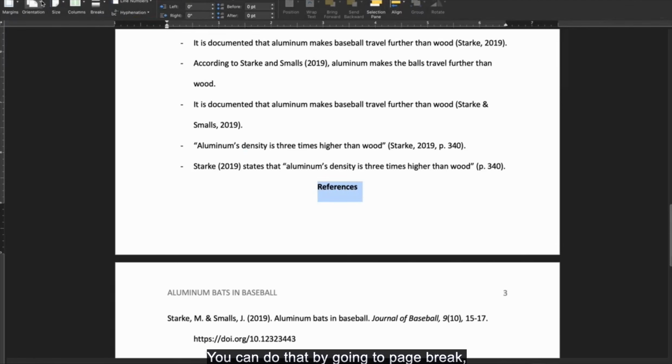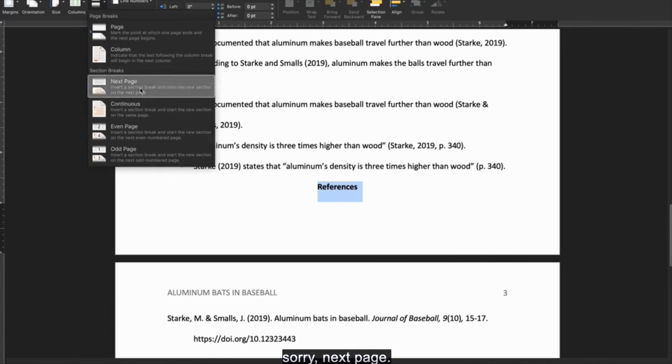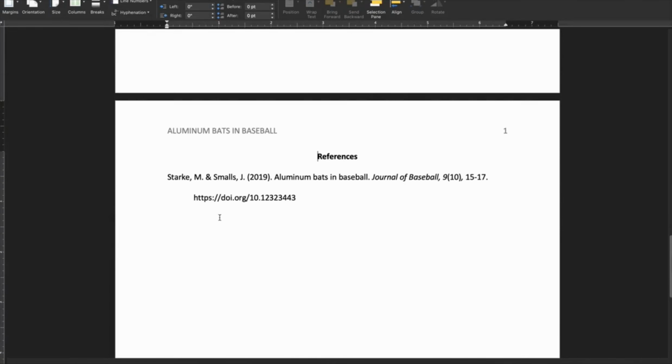You can do that by going to page break. Sorry. Next page, there it goes. And then this is how it should look. It should be author, comma, first initial, and then ampersand, and then the next author, comma, first initial, period, the year, period. So the article title, when you pull up an article, this is at the top: aluminum bats in baseball. Maybe that was one of my articles.